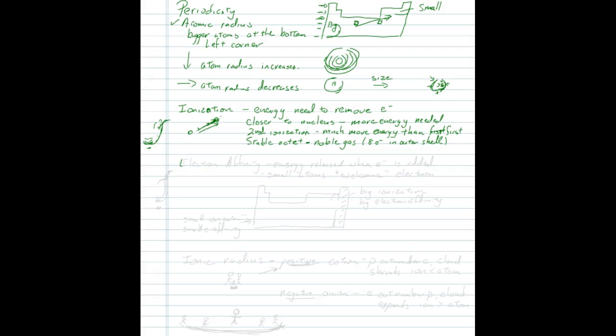Electron affinity is sort of the opposite of ionization energy. Ionization energy is the energy to remove the electron. Electron affinity is the energy released when an electron is added.